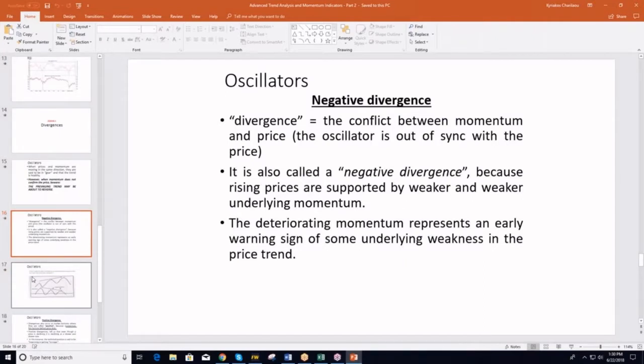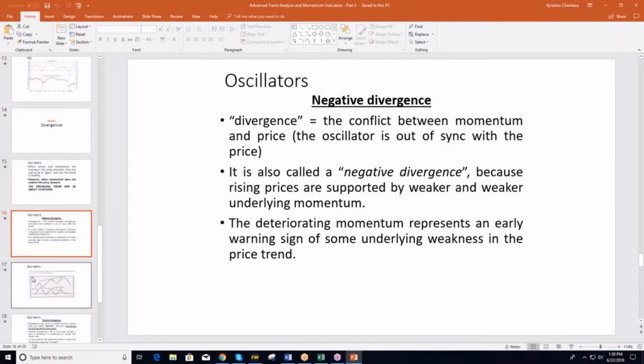What is negative divergence? First of all, negative divergence can never be seen in a downtrend. It's always in an uptrend. So when you have an uptrend, you will look for negative divergence. Let me repeat that because people are confusing that. You never observe a negative divergence in a downtrend. Always in an uptrend. What is divergence?